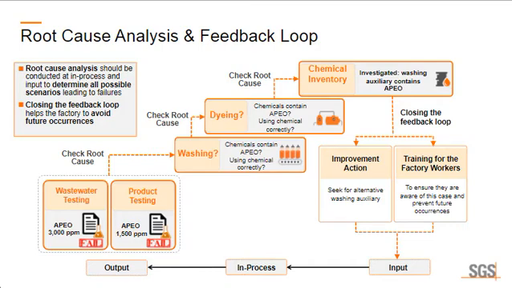Then we will need to close the feedback loop. First, we need to take some action to solve the problem. We need to seek an alternative washing auxiliary. Then the factory also needs to train their workers to ensure the workers are aware of this case and also prevent future failure. And this is the feedback loop in RCA.